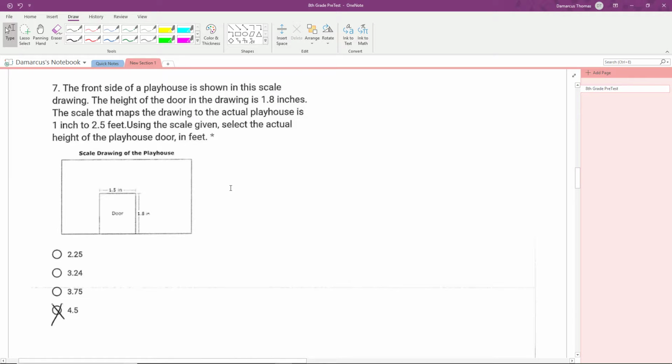So it says the front side of a playhouse is shown in this scale. The height of the door in the drawing is 1.8 inches. The scale that maps the drawing to the actual playhouse is 1 inch to 2.5 feet. Using the scale, select the actual height of the playhouse. Well, they already told us that. It's kind of hard to see, but we're dealing with 1.8, and they said that 1 inch is 2.5 feet. So we could just multiply this by 2.5.